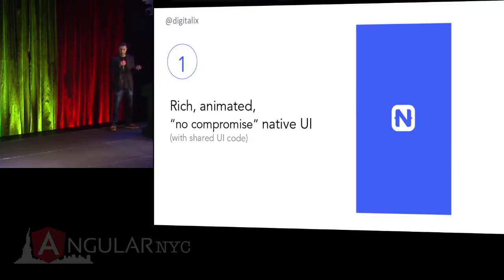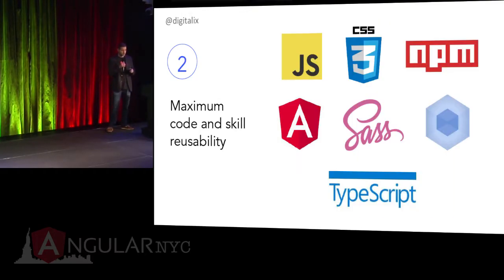So what do you get with NativeScript? You get a rich, animated, no-compromise native UI. If you go to the app stores, you can search for NativeScript, and you'll be able to download some examples. You can reuse your skills. Here you see that you have the ability to reuse your skills and use the tools that you know and love.